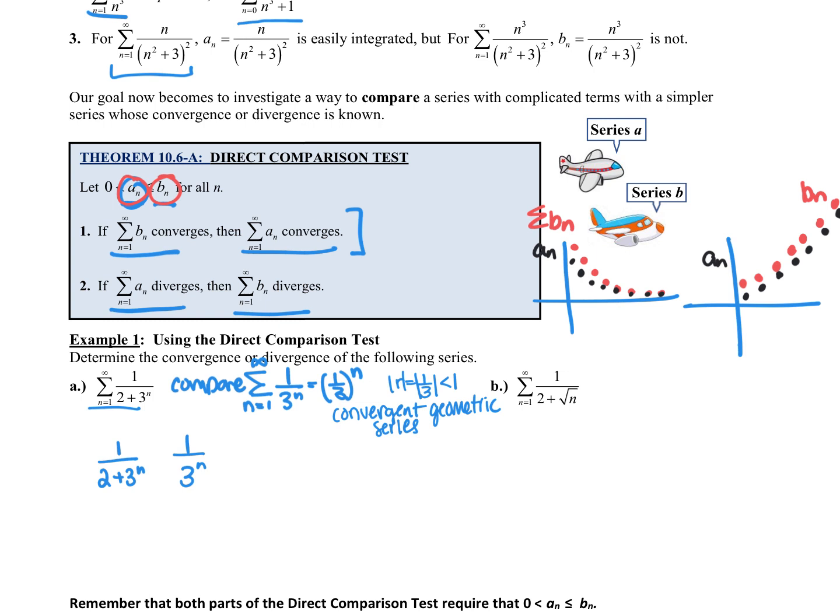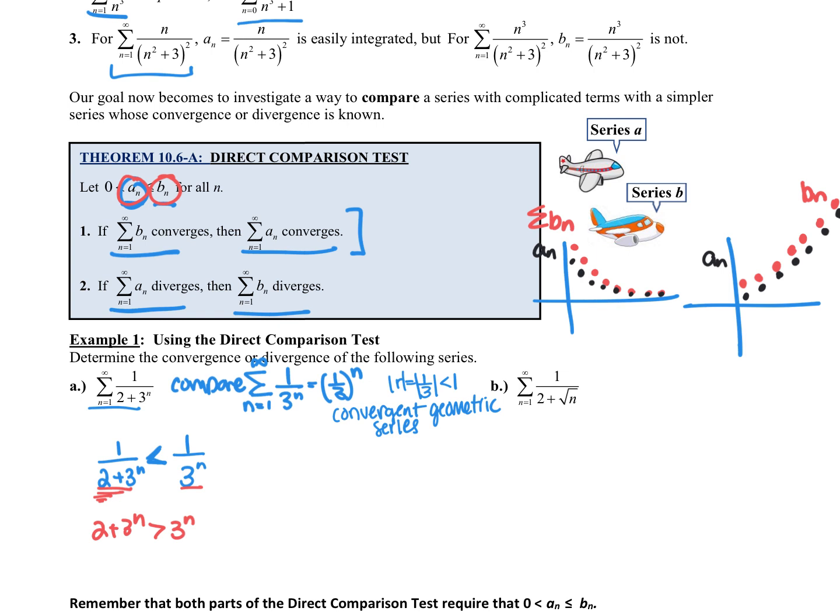So for each term, term by term, this guy is going to be bigger than this guy because the only difference is that the denominator over here has the +2. So that's going to make the denominator bigger over here, which will make the whole fraction smaller. So because 2 plus 3 to the n is bigger than 3 to the n, 1 divided by 2 plus 3 to the n will be smaller than 1 over 3 to the n.